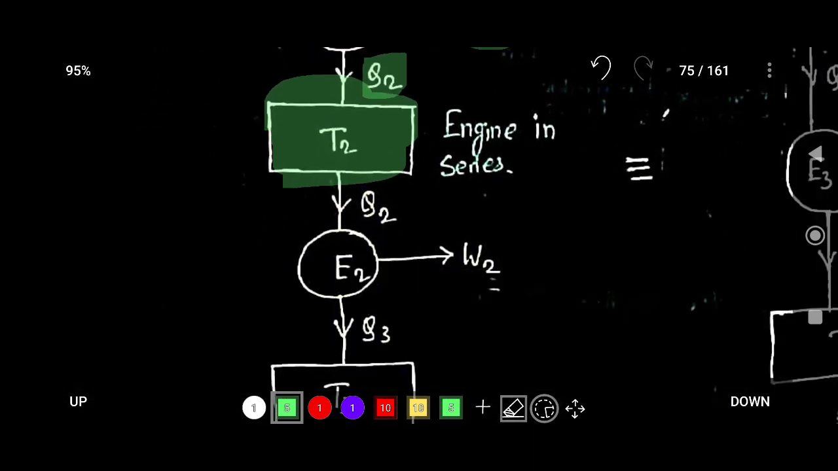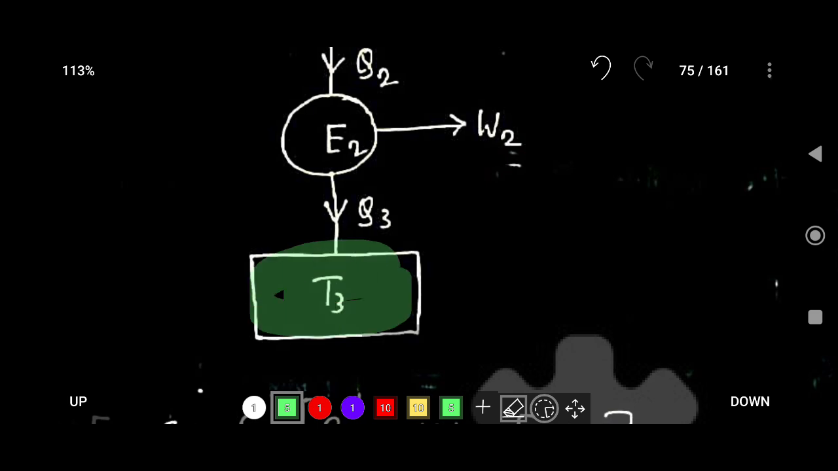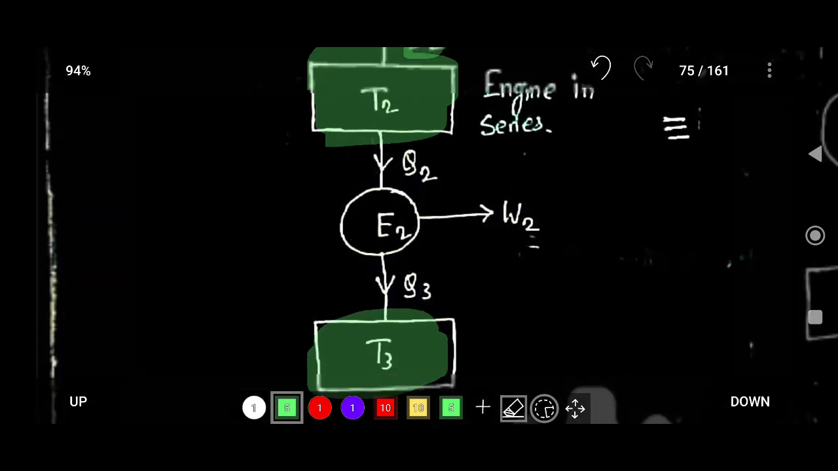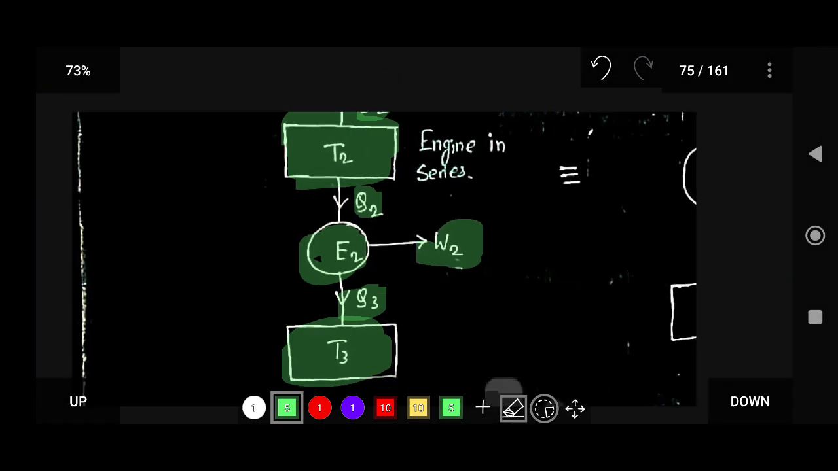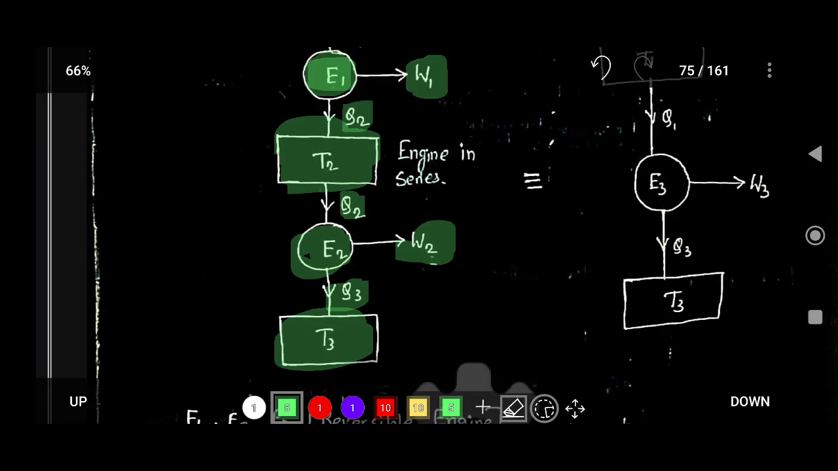And there is another sink at temperature T3. In between T2 and T3 there is an engine which absorbs Q2 amount of heat from T2, rejects Q3 amount of heat to T3, and produces W2 amount of work. Okay, so basically this is the engines in series.